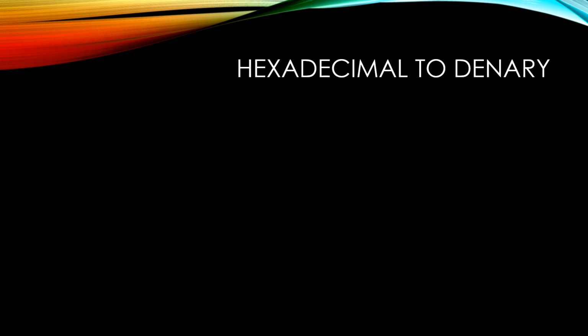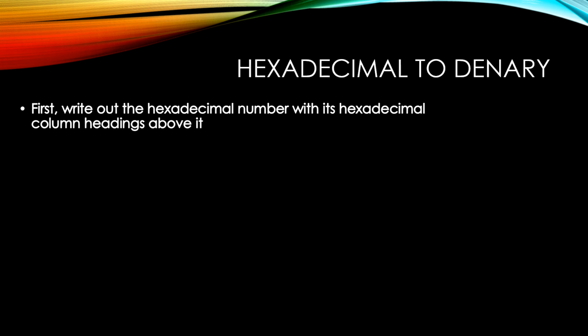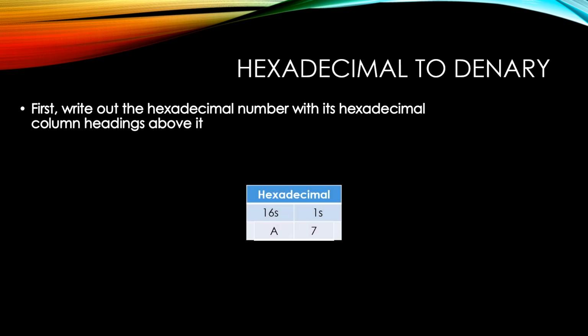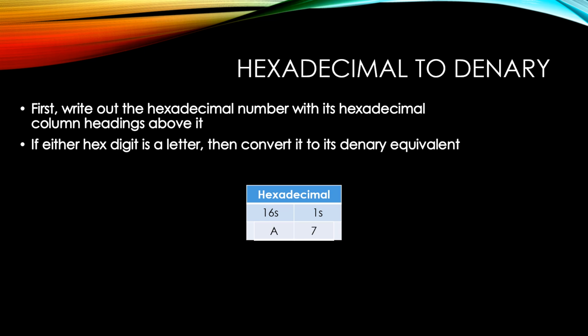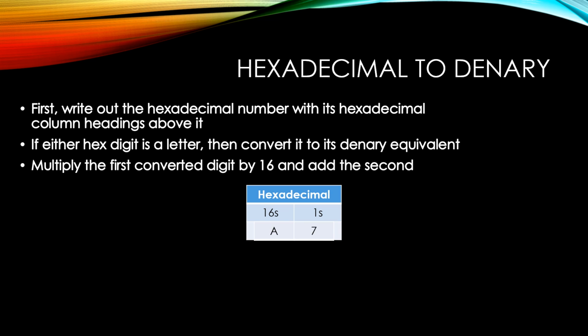To convert a 2-digit hexadecimal number to denary or decimal, first write out the hexadecimal number with its hexadecimal column headings above it. If either hex digit is a letter, then convert it to its denary equivalent. Multiply the first converted digit by 16 and add the second converted digit. If we look at our example of A7, A is equal to 10, so we would do 10 times 16 plus 7. 7 just remains 7 because in hexadecimal and in denary, 7 is still 7.